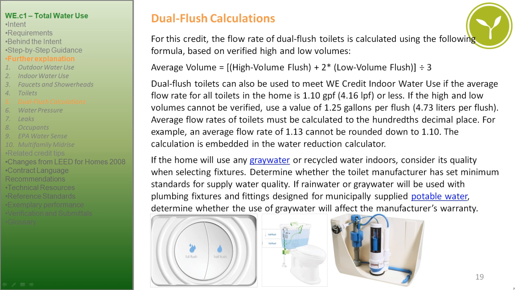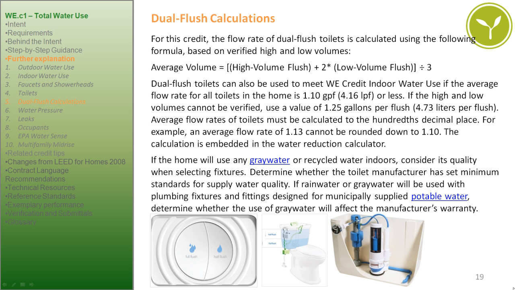Dual flush toilets can also be used to meet WE credit indoor water use if the average flow rate for all toilets in the home is 1.10 GPF or 4.16 LPF or less. If the high and low volume can't be verified, use the value of 1.25 gallons per flush or 4.73 liters per flush. Average flow rates of toilets must be calculated to the hundredths decimal place. For example, an average flow rate of 1.13 can be rounded down to 1.10. The calculation is embedded in the water reduction calculator.